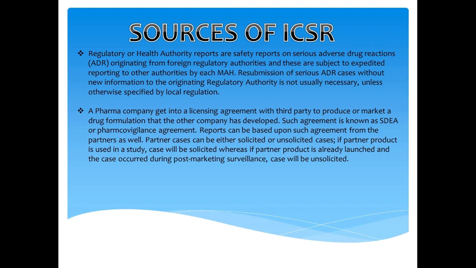If the partner product is used in a study, meaning a clinical trial, phase 1, phase 2, phase 3, the case will be solicited. Whereas if the partner product is already launched and the case occurs during post-marketing surveillance, the case will be unsolicited. So once the product is launched and available for marketing, in phase 4, it will be unsolicited or spontaneous. And if it is still phase 3, it is solicited.